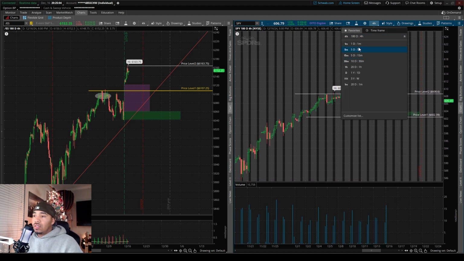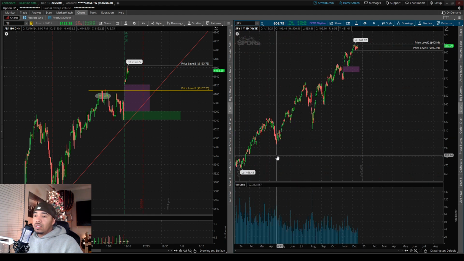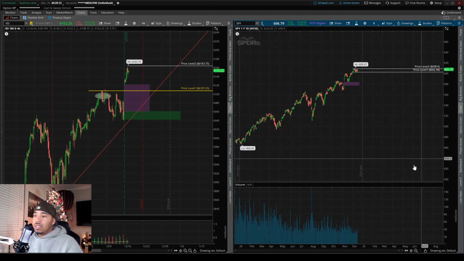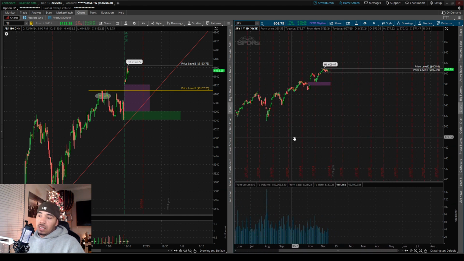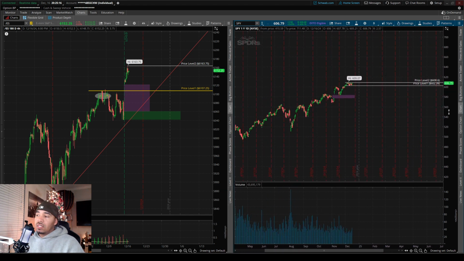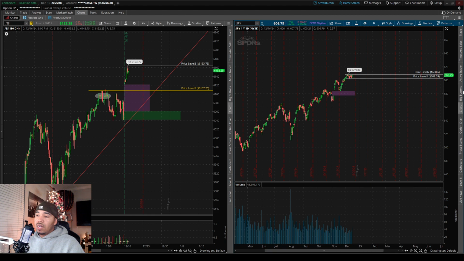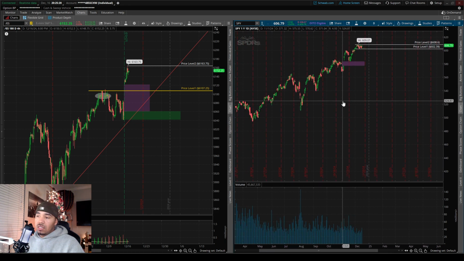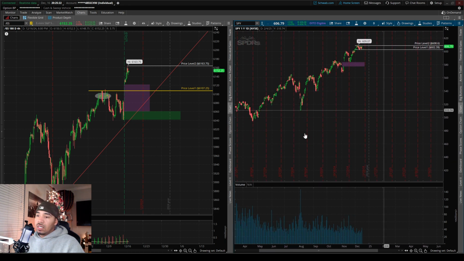Now, we didn't do our uptrend or downtrend, but right now we are in an uptrend. As you guys can see, this is an uptrend. I'm just giving you guys a small picture of how I do my charting, just to give you an understanding.